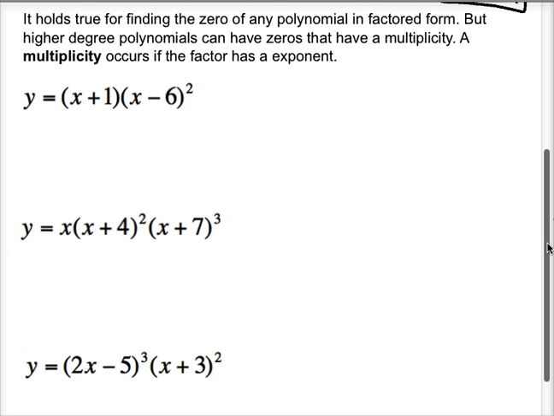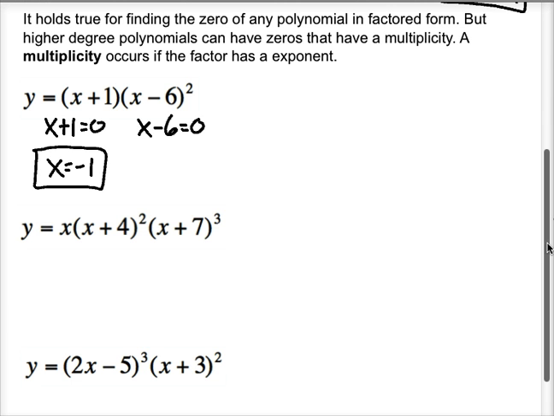Now, the big idea of this is when you're dealing with higher power polynomials, sometimes these can have what are called a multiplicity. A multiplicity is if the factor has a degree on it. So, you're going to start your problem exactly the same. You take both parentheses, set them equal to 0. So you have a solution of x equals -1 and a solution of x equals 6.